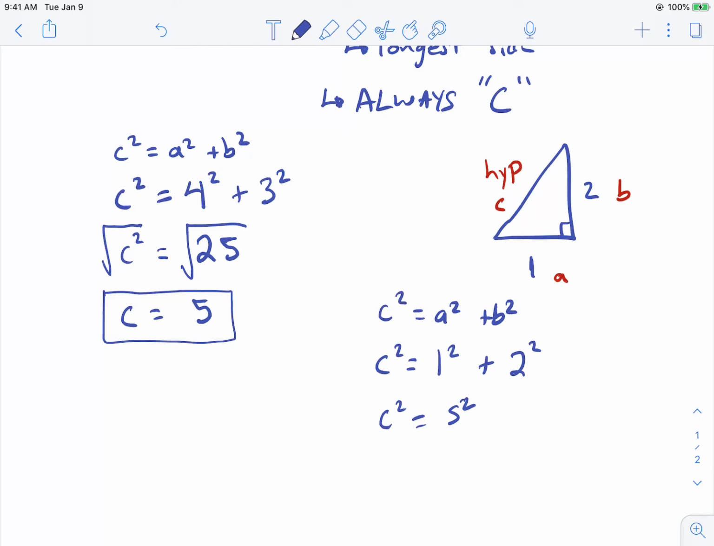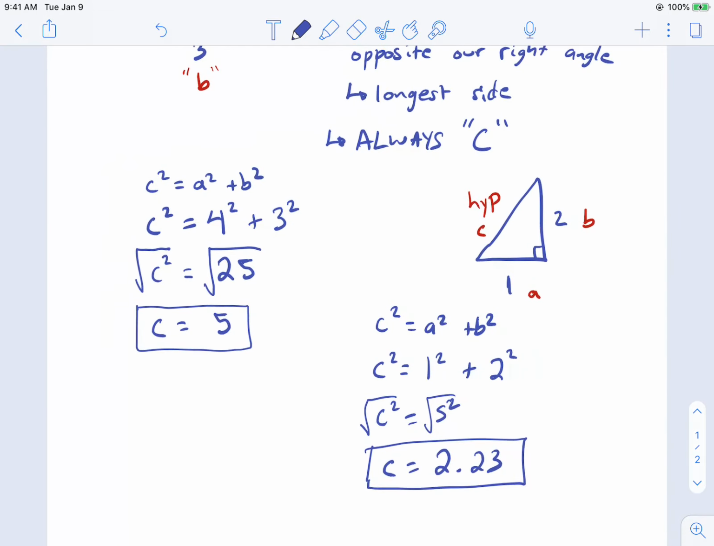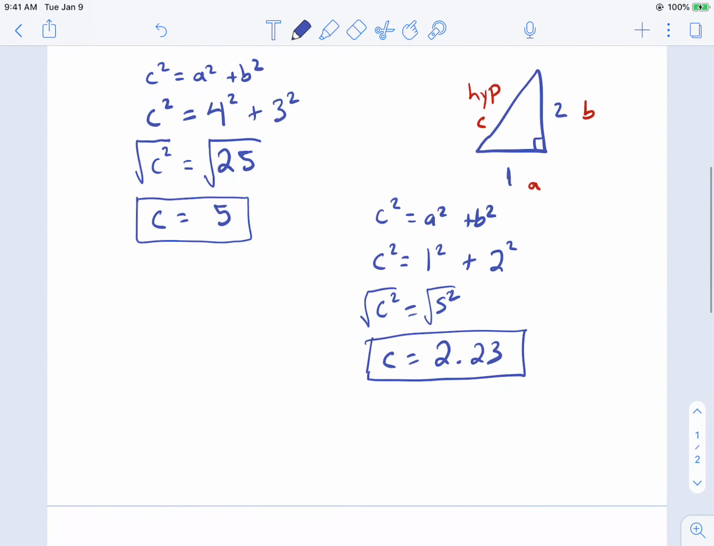What did we do before? Well, last time we square rooted, so this time we're going to do the same thing. We're going to square root this side, and square root that side. When we do that, we get c equals, and the square root of 5 is about 2.23. So that is going to be the value of our hypotenuse. So looks like we got a pretty good handle on that. We could do that all day and have no problem.